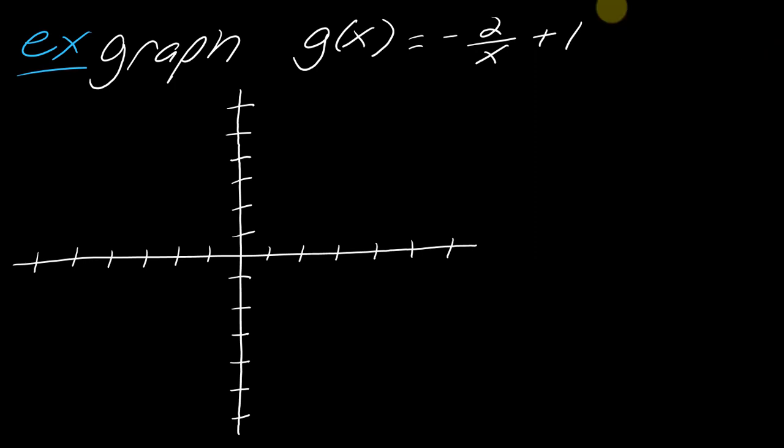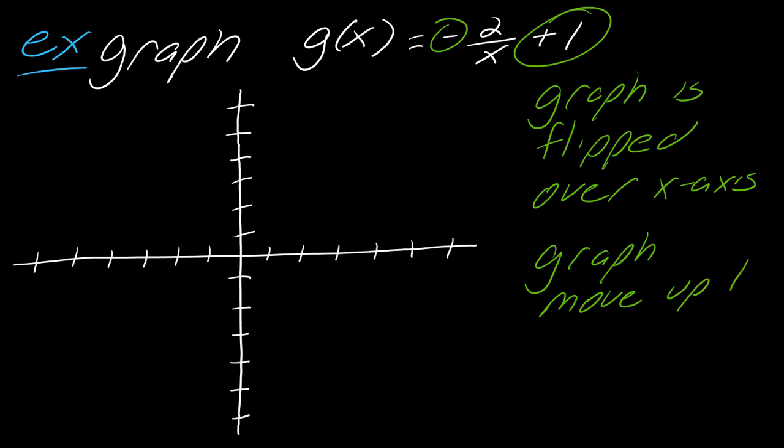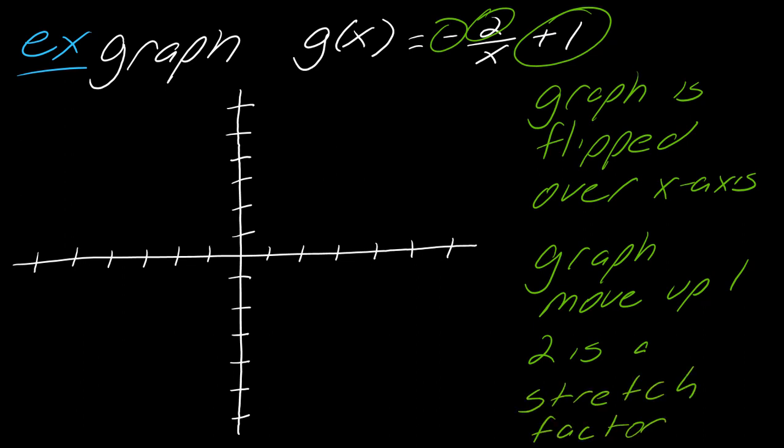So I would still say to try to look at the graph and maybe first just do your best to think of how everything translates. So for instance, the negative here means the graph is flipped over the x-axis. And then the +1 means the graph moves up. And then the 2 will be a stretch factor.